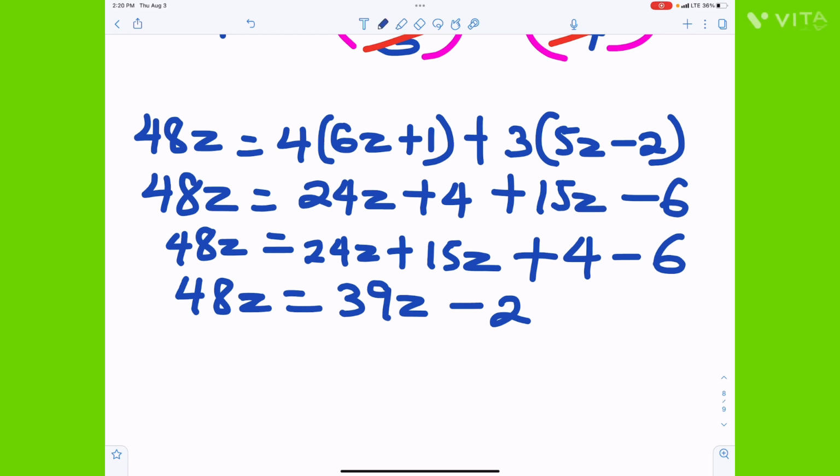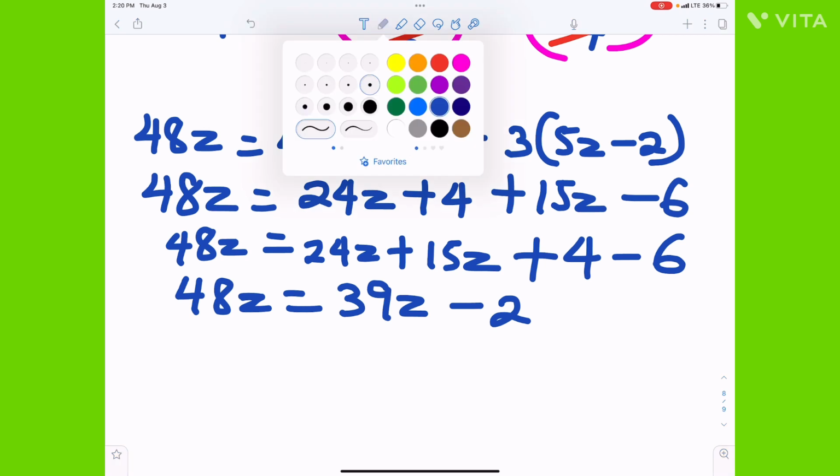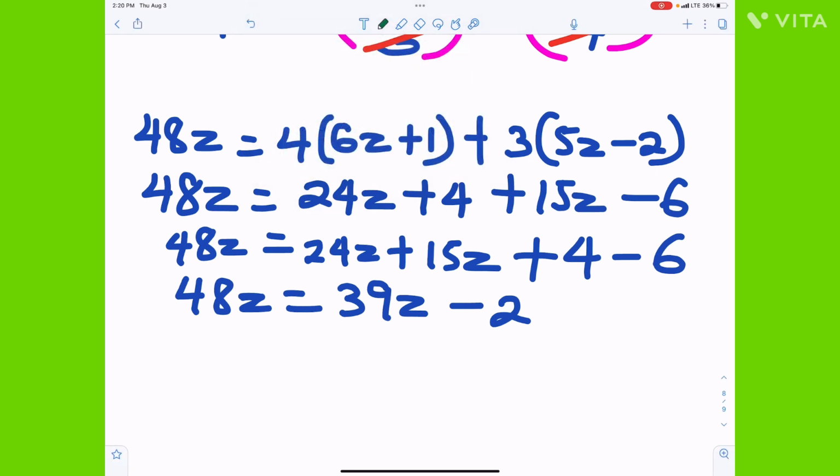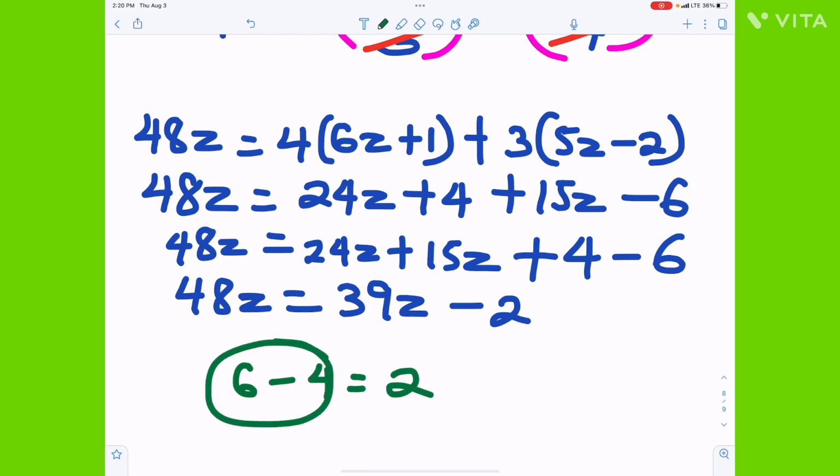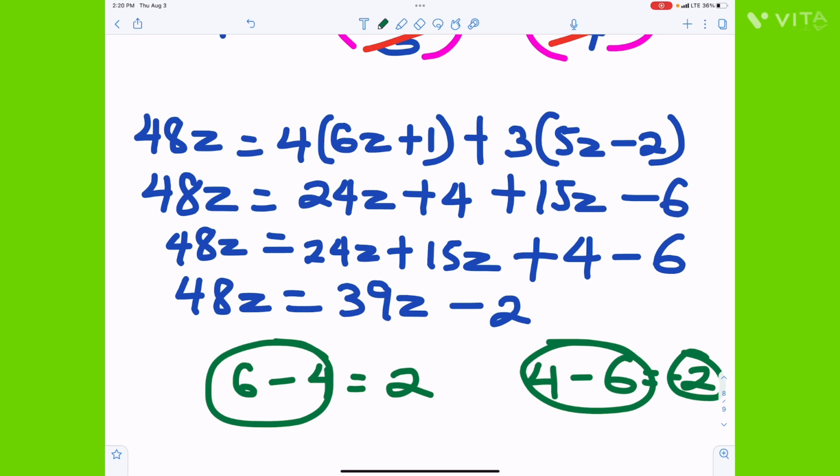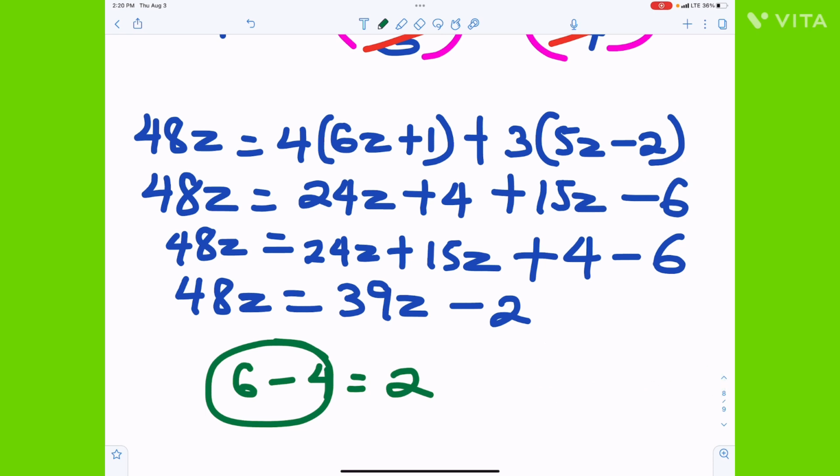Also, let me give you another example. If I say maybe 6 minus 4 is what? 2. That's the positive difference between 6 and 4. But when I do 4 minus 6, it's what? Minus 2. This is the negative difference between what? 4 and 6. So take note of that. Very important. Let's now continue.